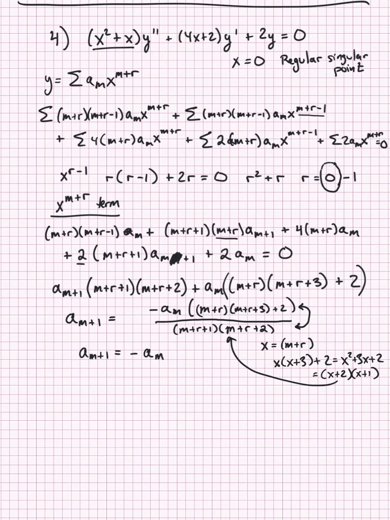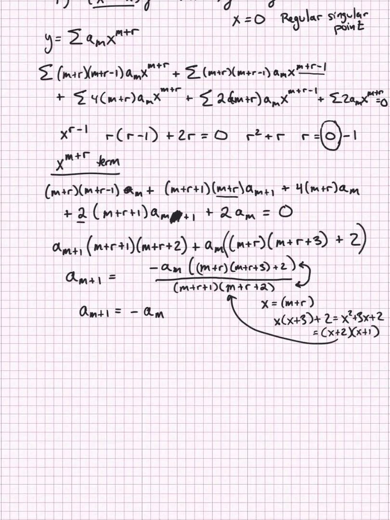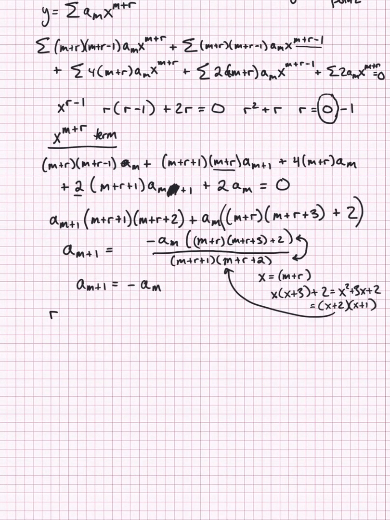So what this means is that we have a very simple recurrence relation. In particular, our solution for r equals 0 is going to be a naught times 1 minus x plus x squared minus x cubed, and so on, which is precisely a naught divided by 1 plus x. So that's the geometric series where you plug in minus x.